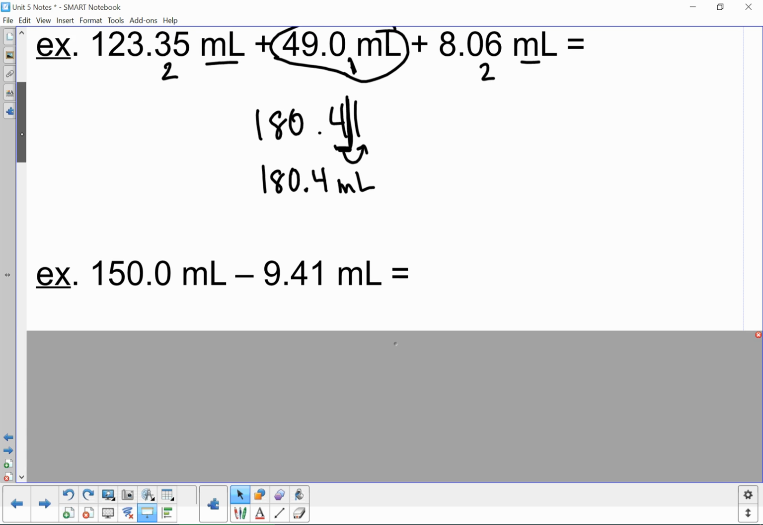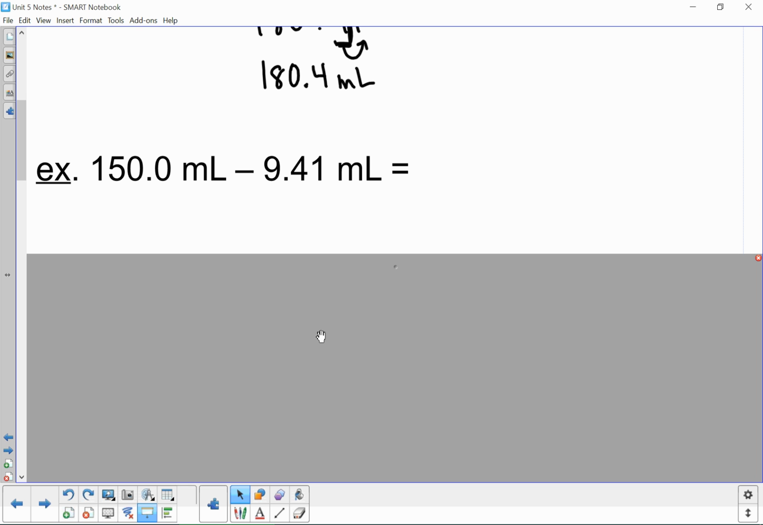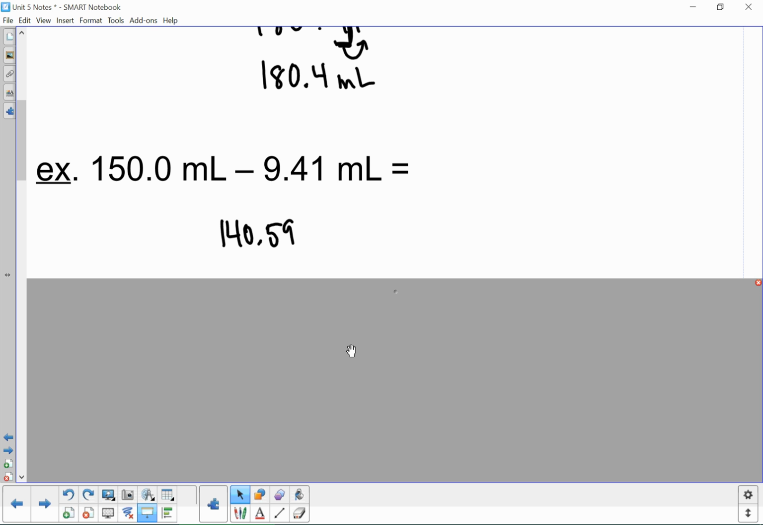So let's try this one too. First thing is just go ahead, get the math out, put those numbers into your calculator. And your calculator says it's 140.59. Now let's see if we can figure out our sig figs. Look after the decimal in your original numbers. There was 1 sig fig right here, and there were 2 sig figs over here. This is the least amount, which means we want 1 sig fig after the decimal in our answer, which will be right here at that 5.